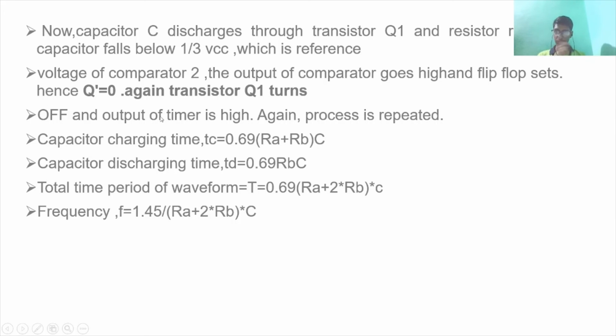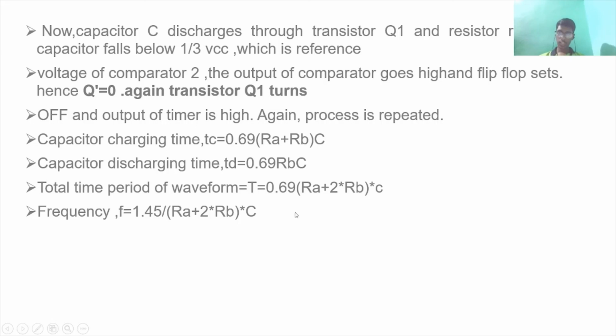For the capacitor, the charging time Tc, if we see the formula, is 0.69 (Ra plus Rb) into C. The discharging time is 0.69 Rb into C. It's the same as in the astable multivibrator. For the total time period, we calculate both: T is equal to 0.69 (Ra plus 2 Rb) into C.